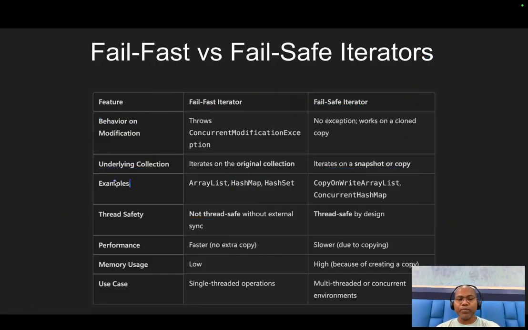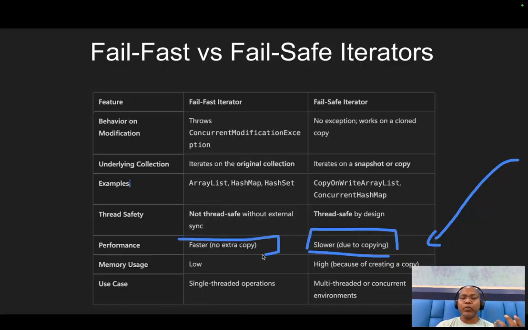If you talk about performance, whenever you apply any kind of copy, synchronization or cloning, it will take extra time. So that is a little bit slower than fail fast. Because in fail fast there is no mechanism to make a copy or clone. They are working on the original, so due to that the performance is a little bit better.